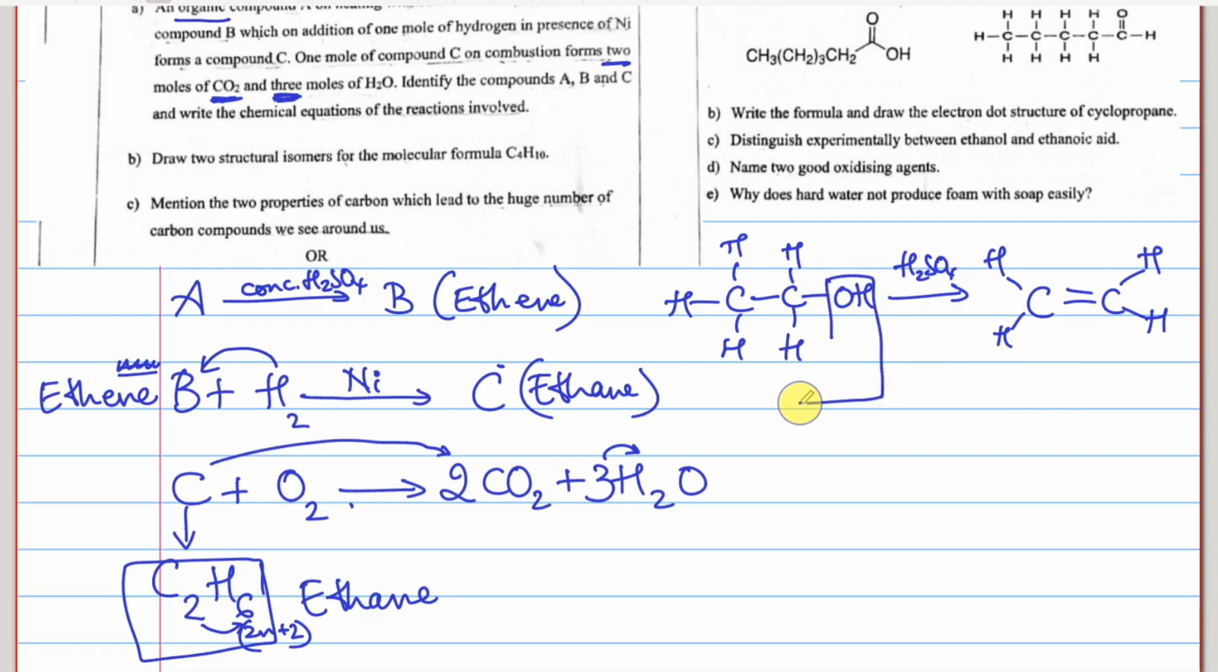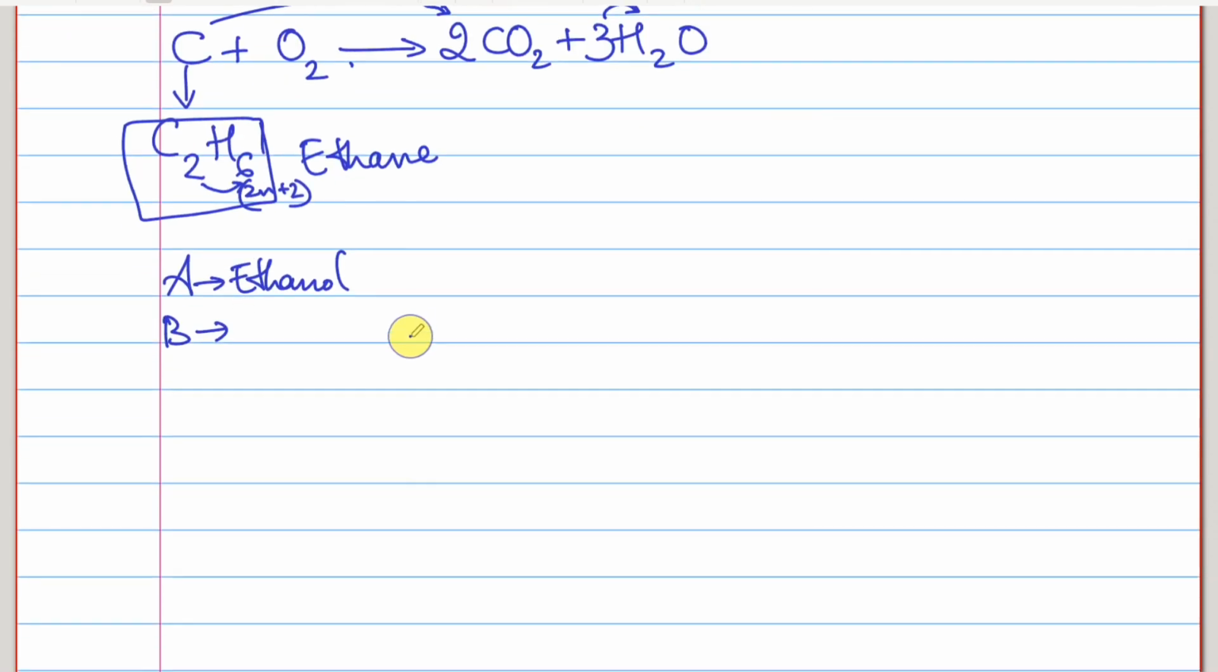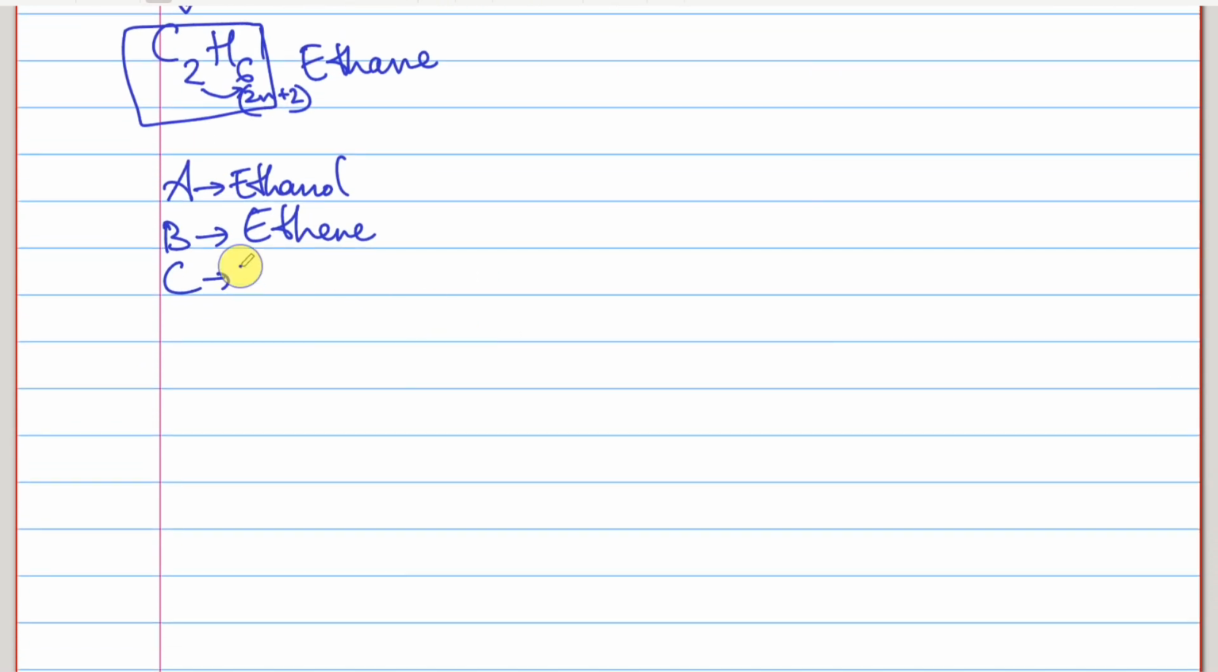So we know H2SO4 is a dehydrating agent. So it will dehydrate, it will take away a water molecule, and the water molecule is taken away from one H from the left and OH from the right. These two will combine to form H2O, and these two bonds on either side will combine to form the second covalent bond between carbon atoms. So we came to know that A is ethanol. So we'll just write down A is ethanol, B is ethene, C is ethane.